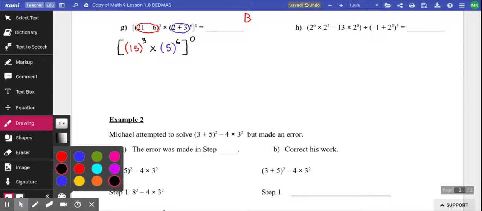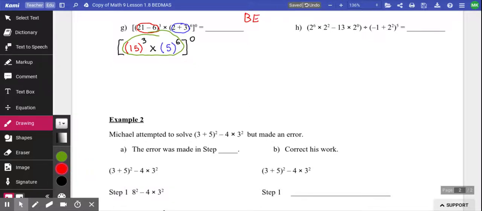Next, you need to do any exponents. And we do have another set of brackets here, right? We have the big square brackets. So we're focusing our attention inside these big square brackets first. The second thing is to do exponents.